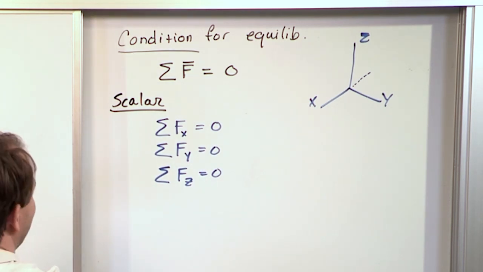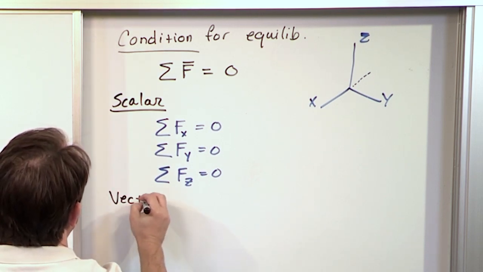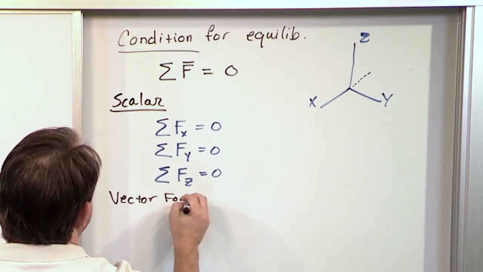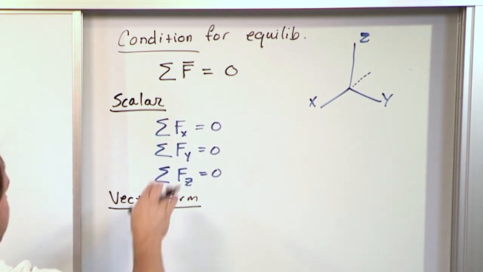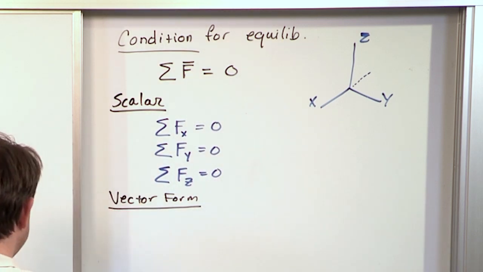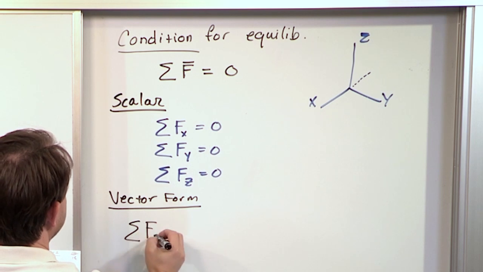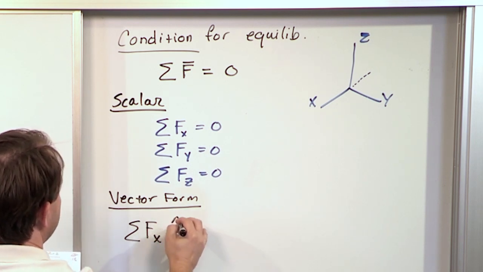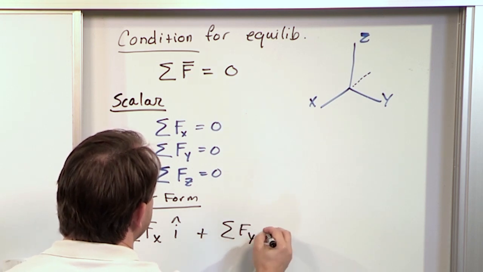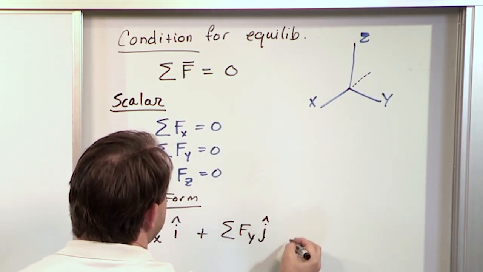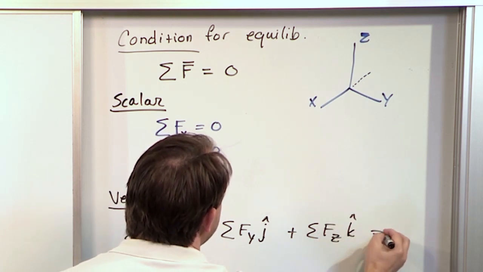Now this is the scalar form, but the full vector form of this condition is what you'll see in books. This really is the vector equation also, but if you want to break it up and have a little more detail, it goes something like this. The sum of the forces in the x direction, we'll put an i hat vector, plus the sum of the forces in the y direction, a j hat vector, plus the sum of the forces in the z direction, a k hat vector, is equal to 0.